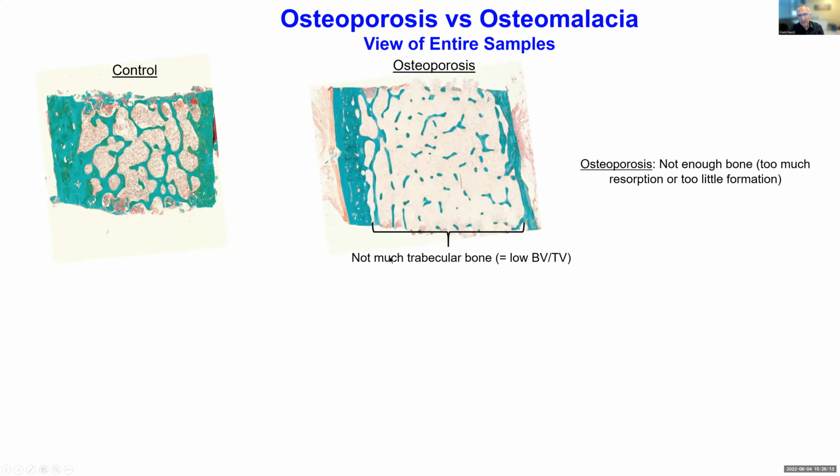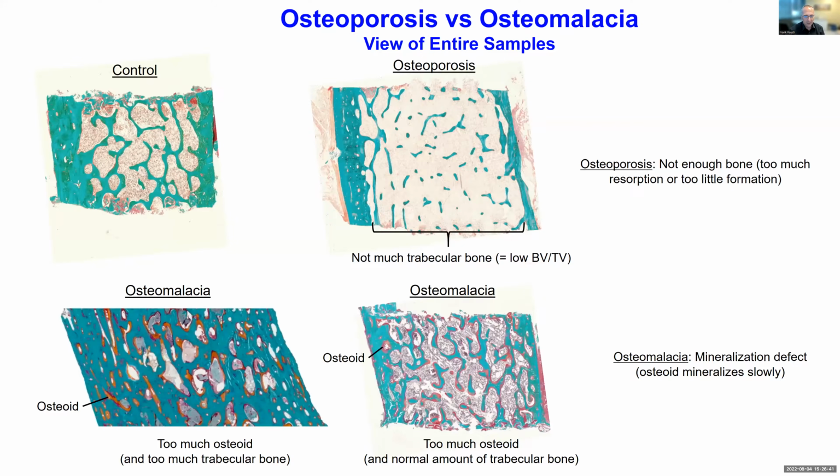So that's one of the hallmarks of osteoporosis, that typically you don't have much trabecular bone, meaning in histomorphometry language that it's a low BV/TV. So osteoporosis means there is not enough bone there, and that's usually because the bone has been resorbed or has not been formed.